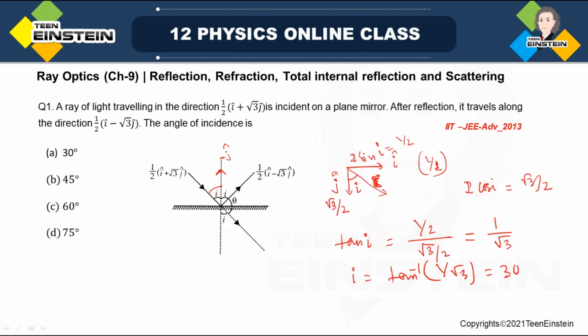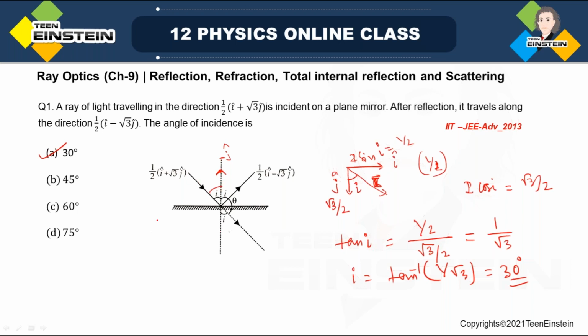So it will be 30 degree. Okay, so this is 30 degree. This is a very interesting problem, and it was actually asked in JEE Advanced 2013. Recently it has been asked again. Anyway, what we had to do was find the angle between this vector and the normal.